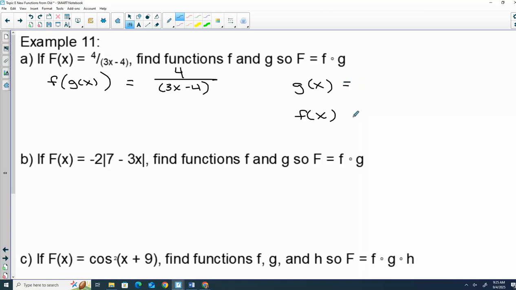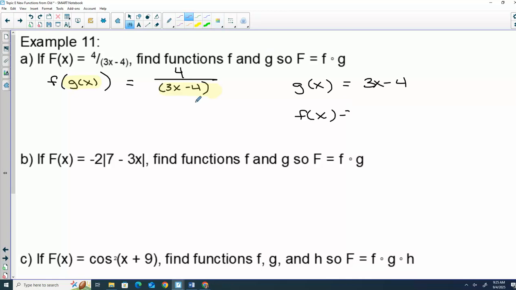So think about the composition. You always start on the inside. That's my g. If you were to plug a number in for x, where would you start? The bottom. Yeah, there's other, I mean, you could just say that multiplying by 3, but more than one right answer. So I could say g is 3x minus 4.